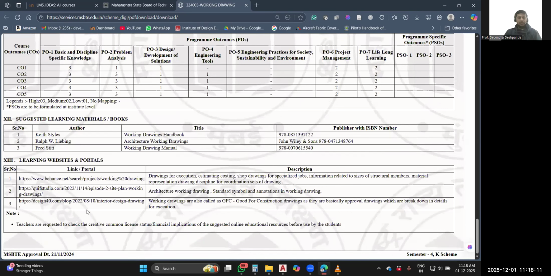Here, even you could see that the curriculum suggests certain links. You can download this curriculum from the MSBT website and go through these references in order to make the study richer.